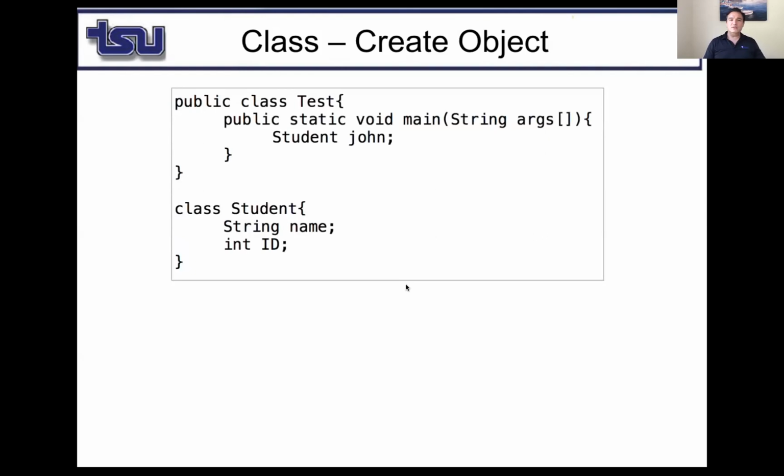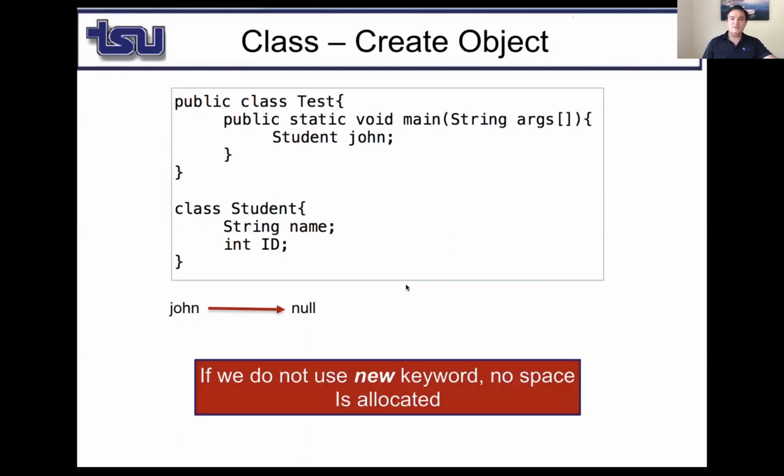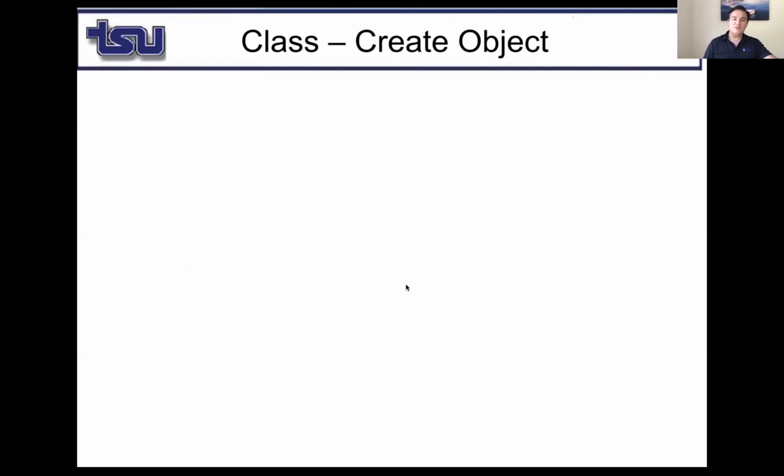Okay, how about this one? Now I have the same thing, but I did not use the new keyword. In this case, if you don't use the new keyword, you do not allocate memory space. Okay, this is important that you realize this. And if I execute this line, John is a reference value, but it does not point anywhere in the memory. It is simply null. Null means nothing. John does not point anywhere in the memory. So if you do not use the new keyword, no space is allocated. That's what I'm trying to say.